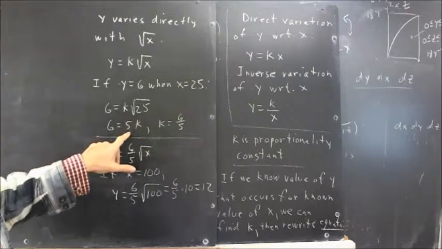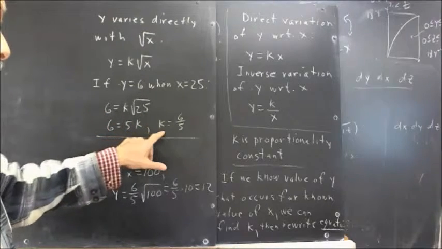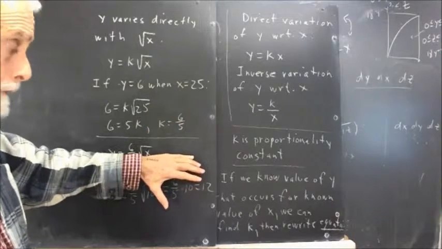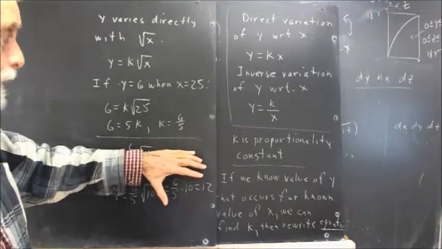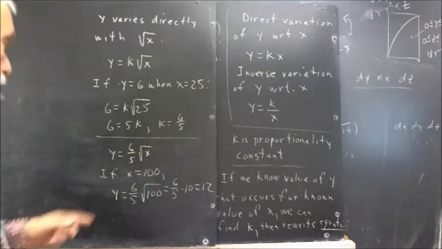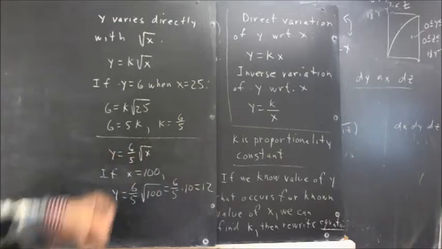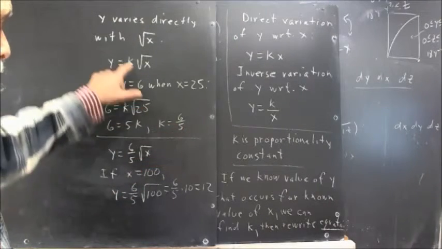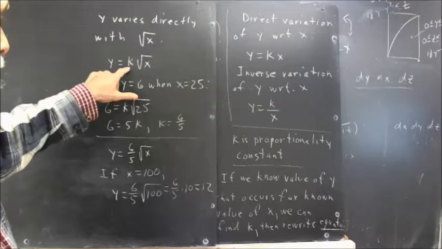Square root of 25 is 5, so we get 6 equals 5k. The solution is k equals 6/5. What do we do next? Figure it out. Stop and think for a minute. Well, okay, now y then equals 6/5 times the square root of x. We've just substituted k equals 6/5. K is a constant. It's going to work for this equation.